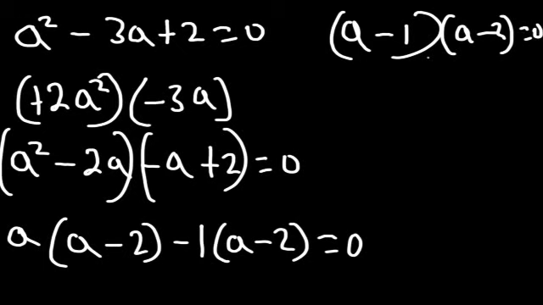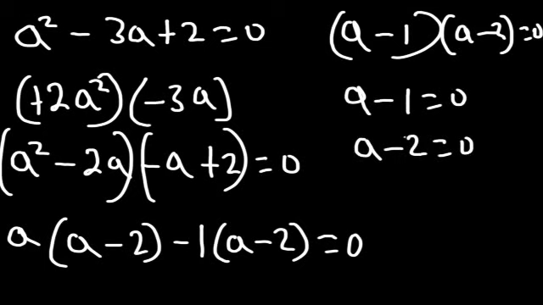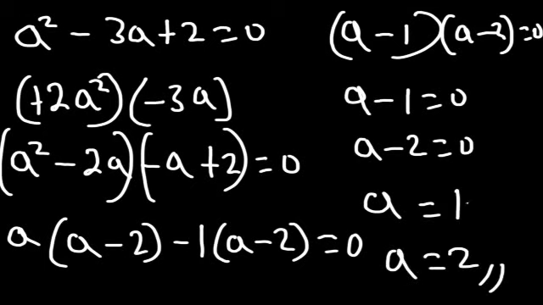At this point, just set each parenthesis equal to 0. So a minus 1 equals 0, or a minus 2 equals 0. Adding 1 and 2 to both sides, we should have a equals 1 and a equals 2. And this is our final answer. Now the good thing I like about the equation is that you can always check if your answer is right or not. But I won't be doing that so as to save time.